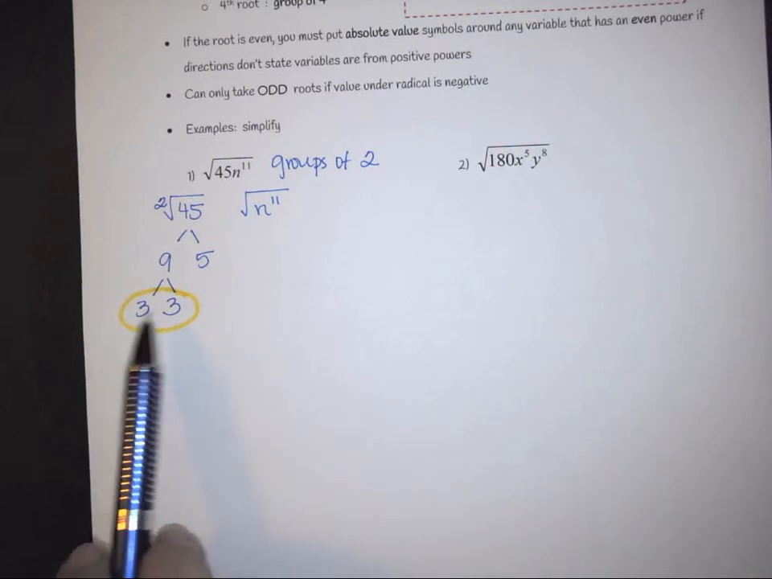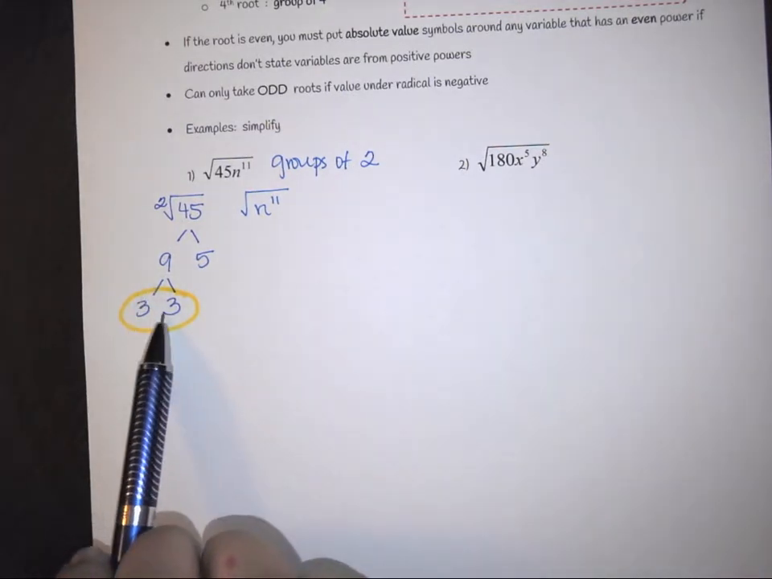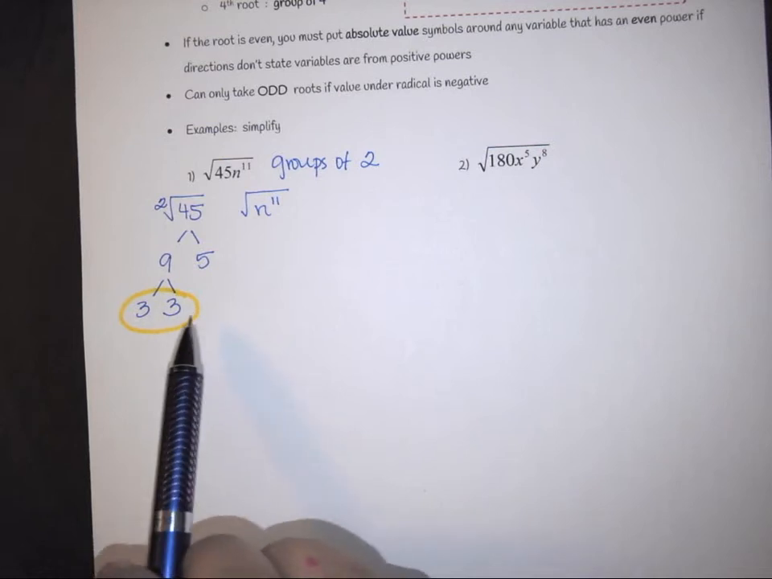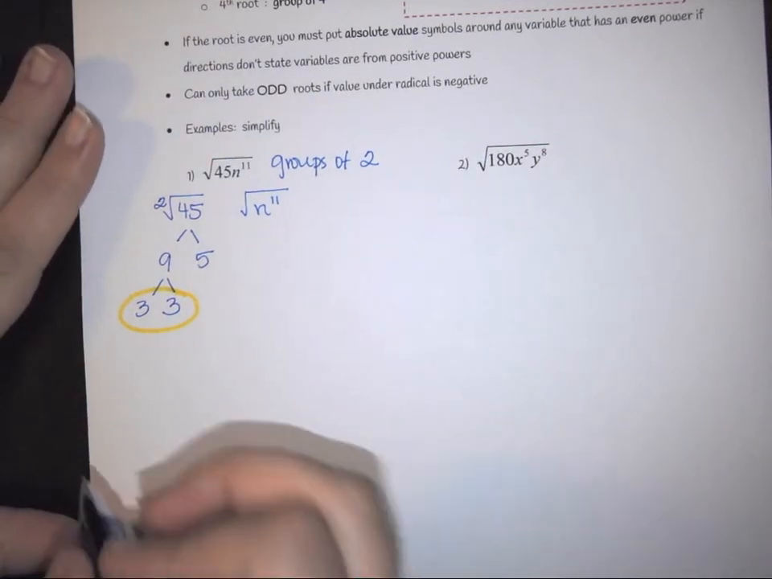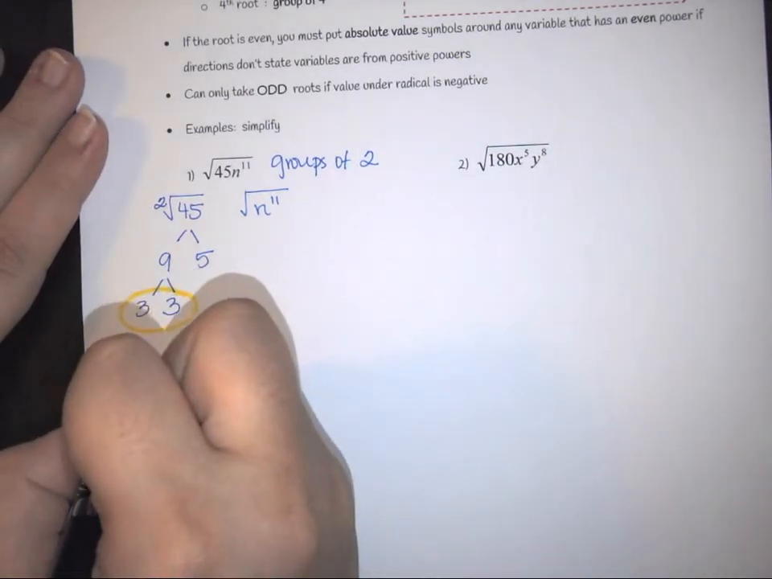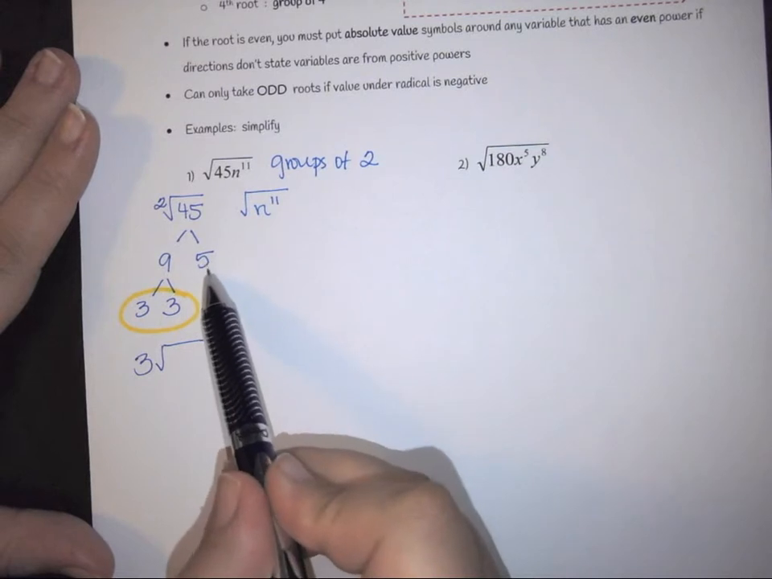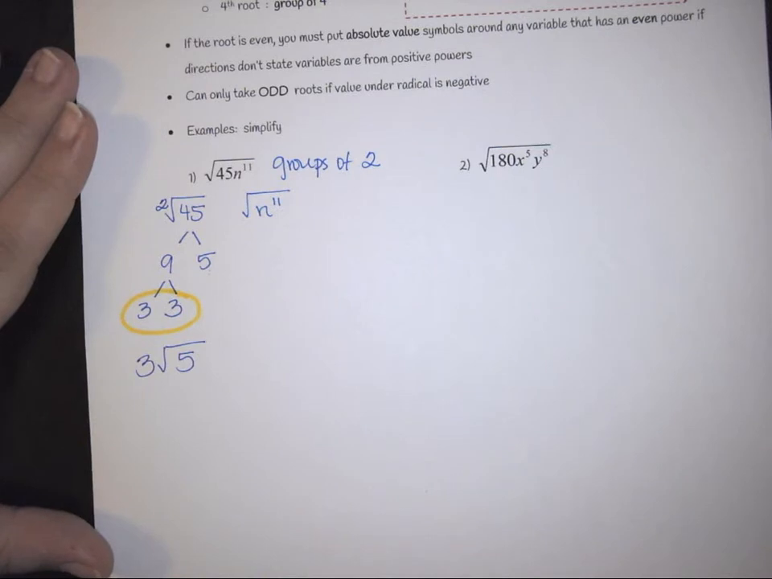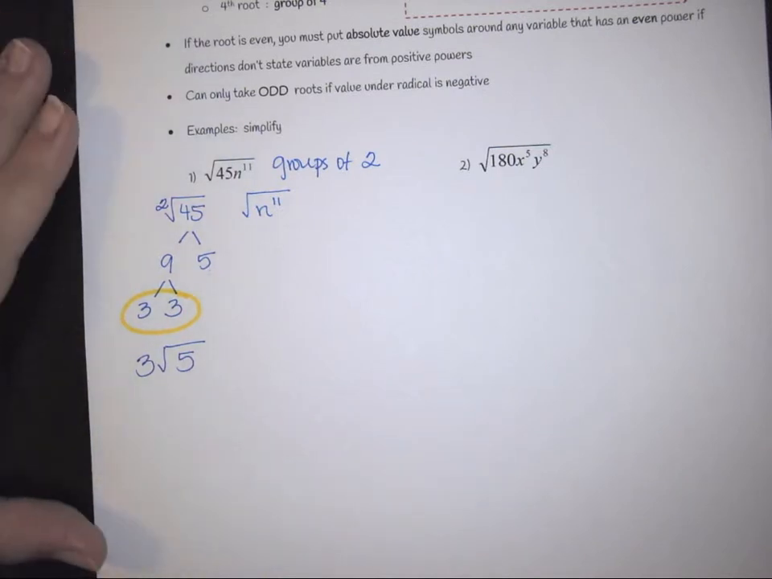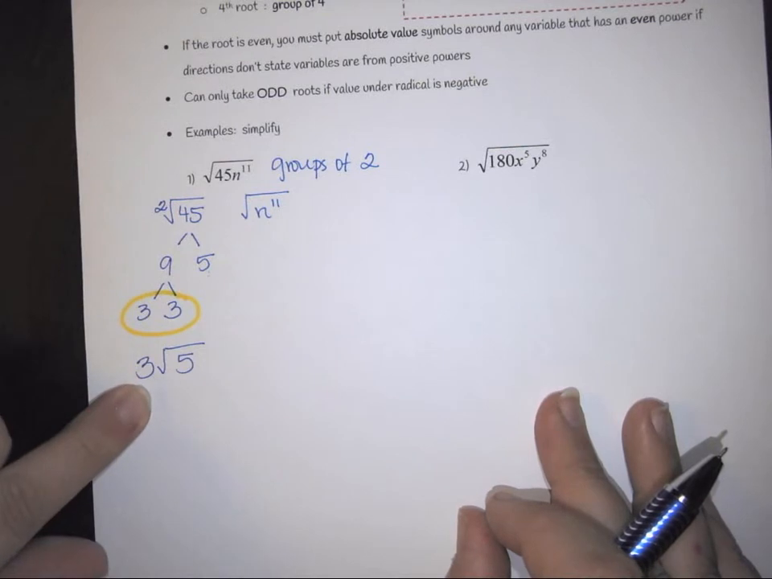So since I have 2 identical 3's and I need a group of 2, it means I have something I can pull to the outside of my radical. So what am I pulling out? Well, I am pulling out the 3. Thus, this changes to 3 square root, and then what was left was the 5. So 5 goes under the radical. Now in this case, there's nothing else that I can do, so in terms of my number side, I have reduced it as far as I can.